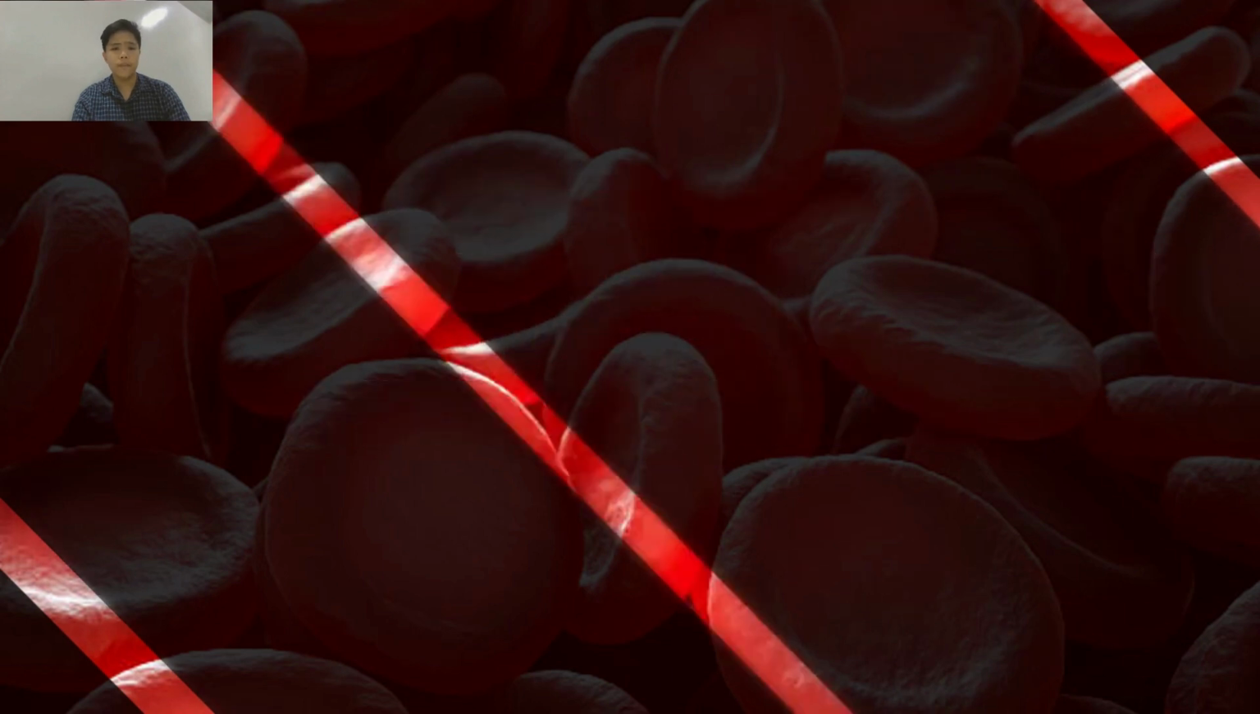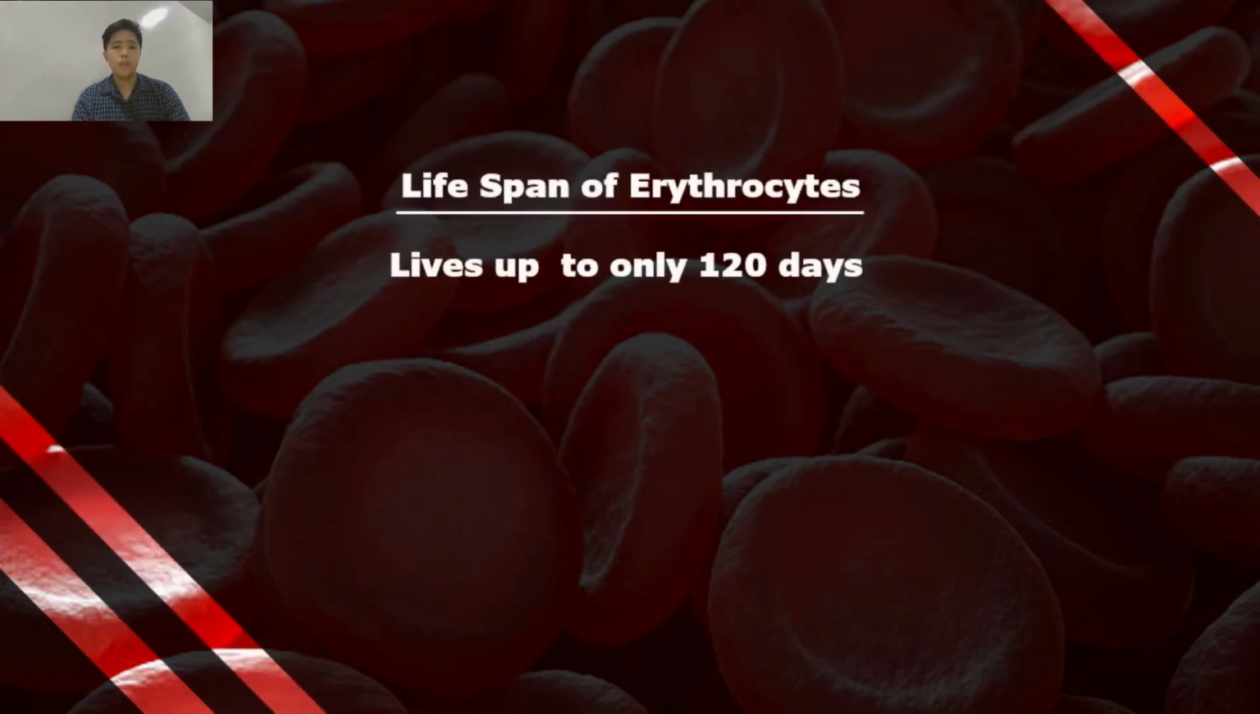Now for their lifespan, they only live up to 120 days since they cannot reproduce. That is why new RBCs are produced in the red bone marrows through erythropoiesis.